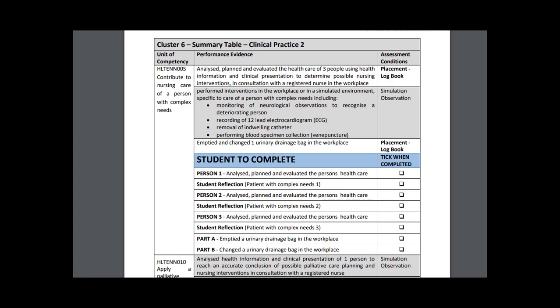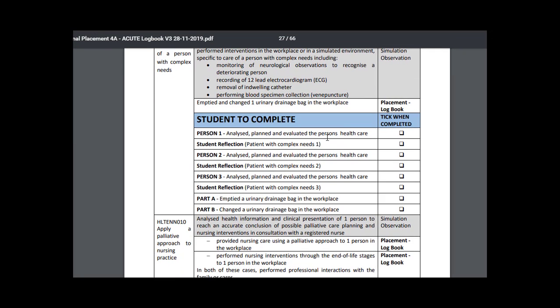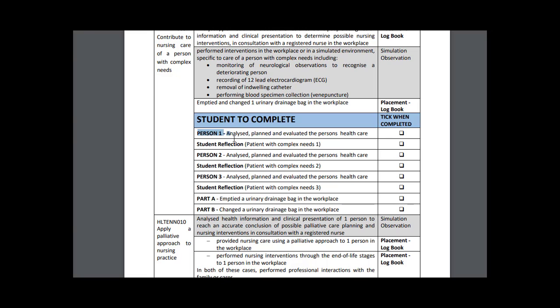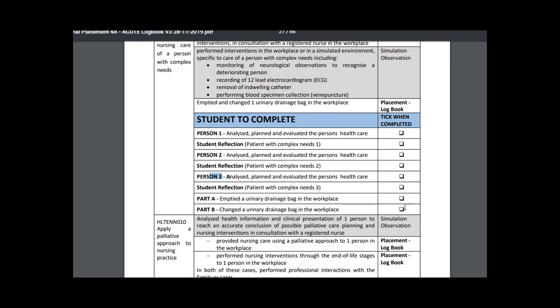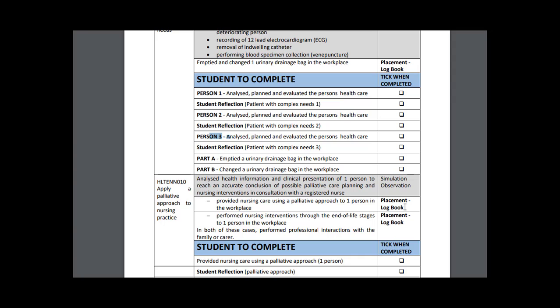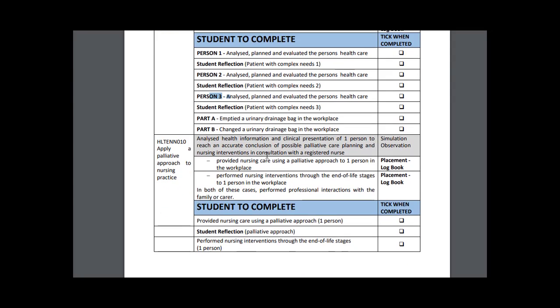So more complex skills. So for this unit of competency, students will be required to complete, analyse, plan and evaluate care for 3 people with complex needs, okay? So you can see there's person 1, person 2 and person 3. The observation checklists are below, but this is your checklist to make sure you get everything done that you need to get done whilst you're on this 2-week placement, okay? I'll go into more detail about those checklists as we scroll down.